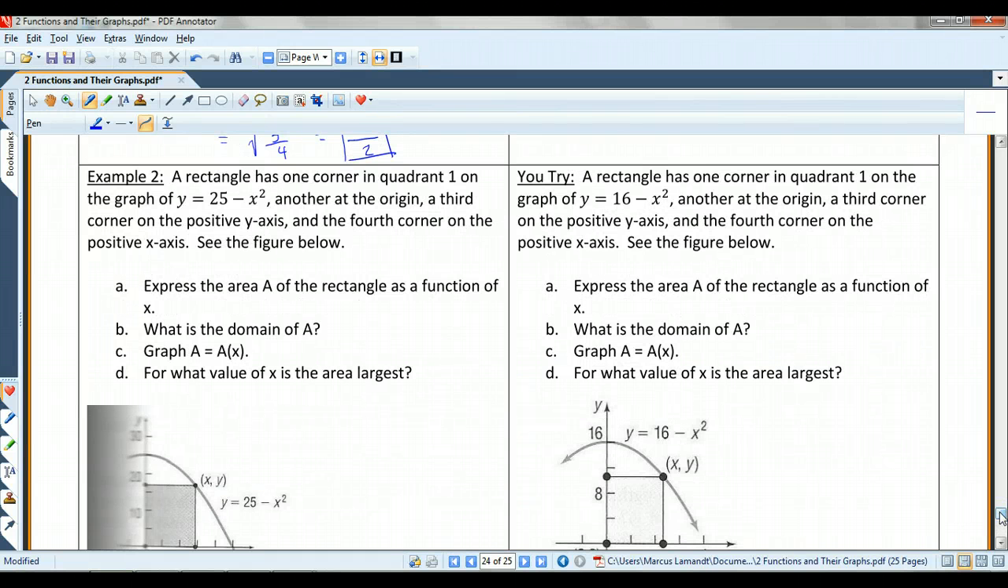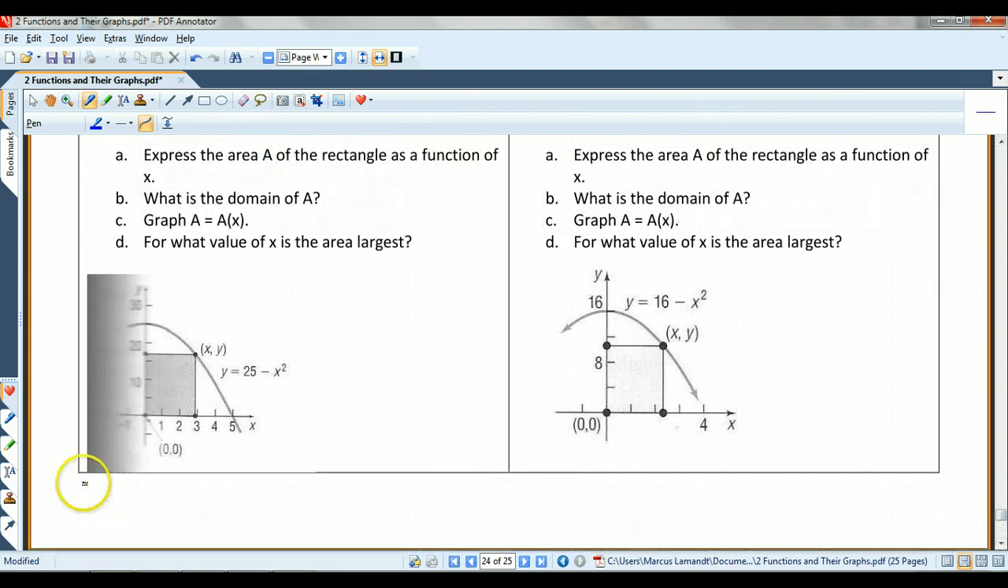A rectangle has one corner in quadrant 1 on the graph of y = 25 − x², another at the origin, a third corner on the positive y-axis, and a fourth corner on the positive x-axis. So it looks something like this. But we don't know where this point or this point actually are. These are just estimations. The only points we know are this point and this point. These other 2 points could move anywhere along the positive x and positive y axis. So, express the area A of the rectangle as a function of x.